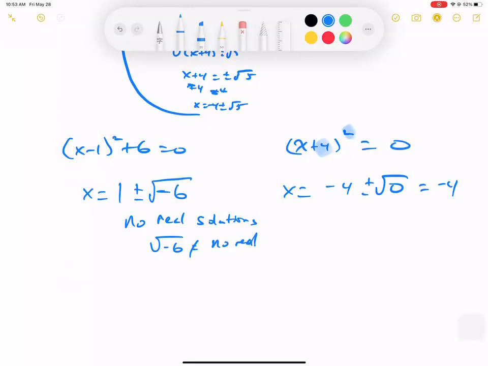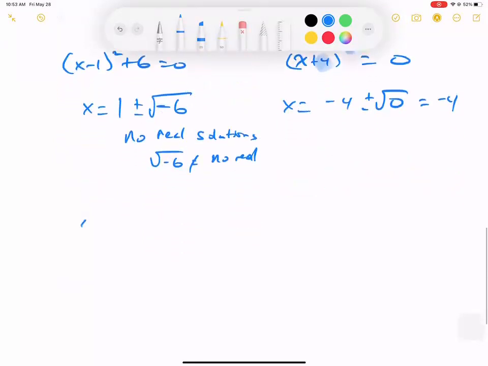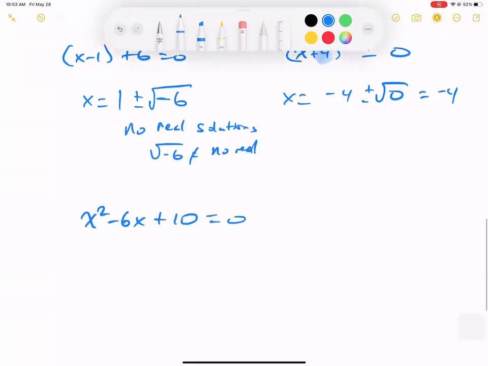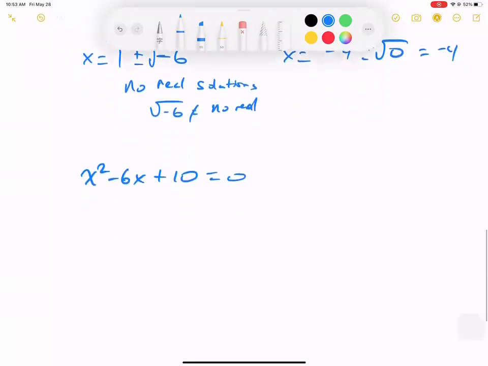All right, so let's go back and practice this from the start, and let's see if you guys can get some teeth in this. If I say x squared minus 6x plus 10, slightly different problem, is equal to 0, let's solve this using the quadratic formula. No, sorry, completing the square, because I'm completing the square.